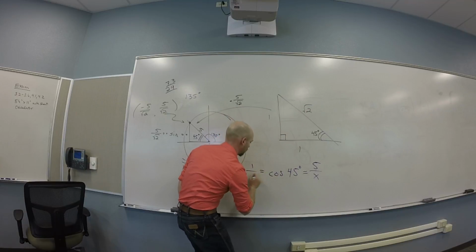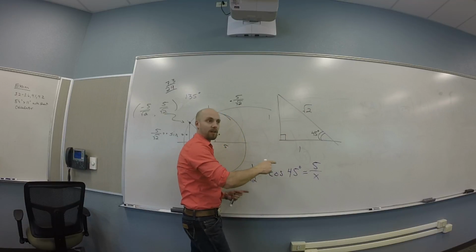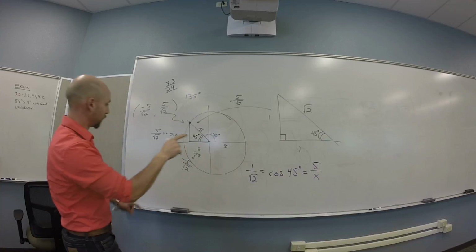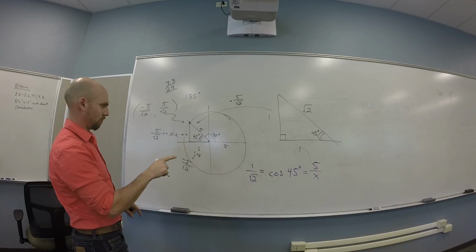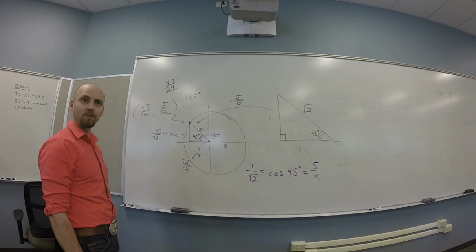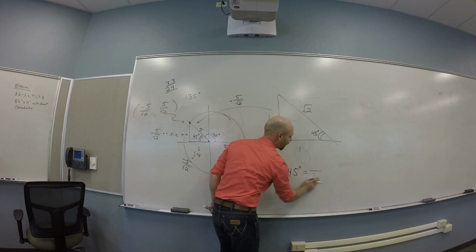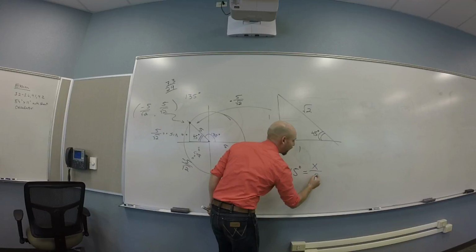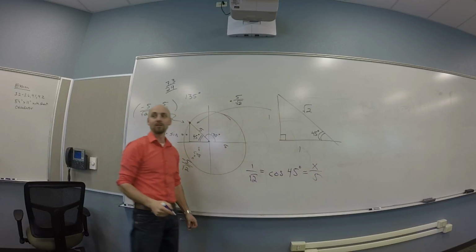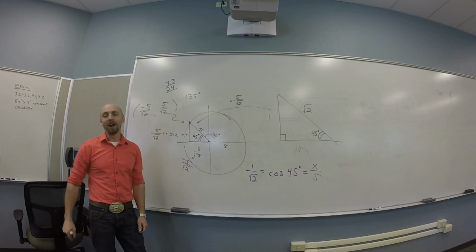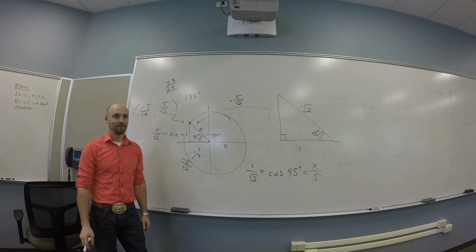And then I can solve. Oh wait, no, that doesn't get me the right thing. What'd you guys screw up? Yeah, cosine of 45 shouldn't be 5 over x. It should be x over 5, right? Adjacent over hypotenuse. I was about to ask about SOHCAHTOA. Write it down. Make sure you get it on there.